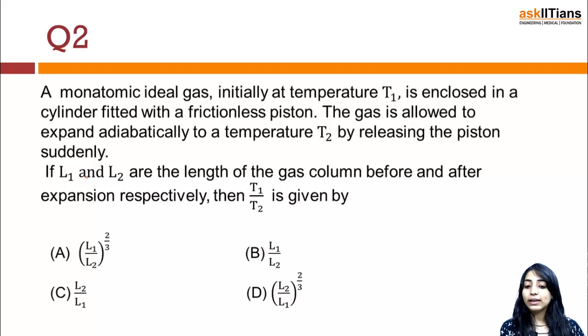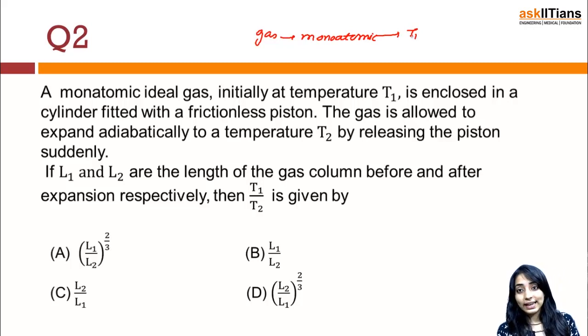That means I have been given a gas which is monoatomic, and it was initially at temperature T1. This is enclosed in a cylinder which is fitted with a frictionless piston. So you have a cylindrical arrangement fitted with a piston. Now this gas is allowed to expand adiabatically.